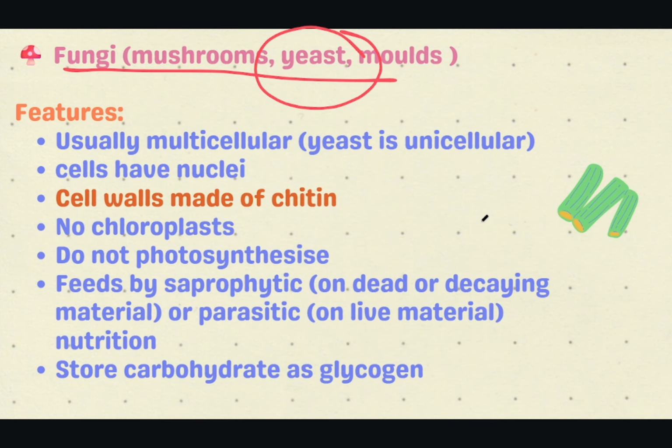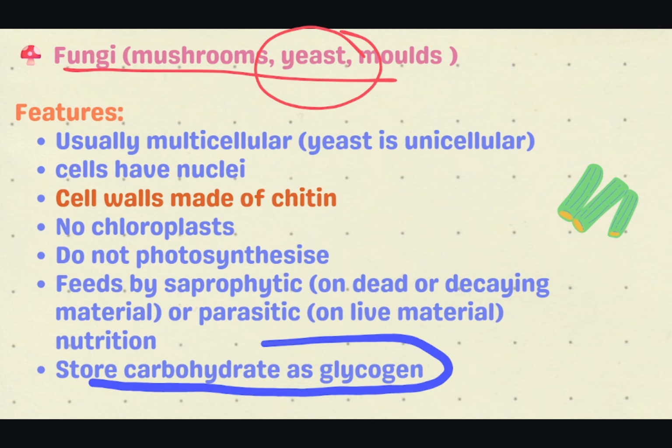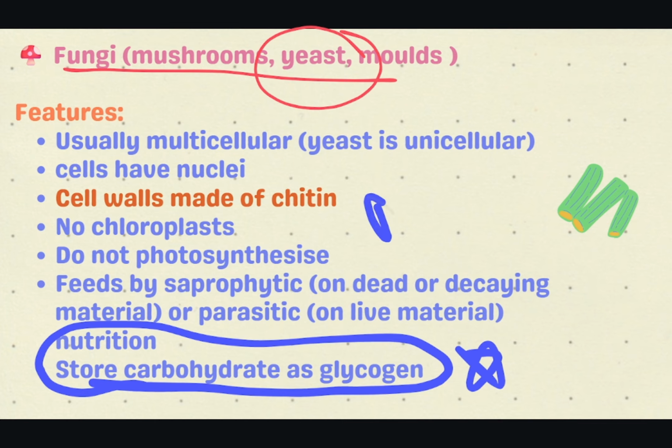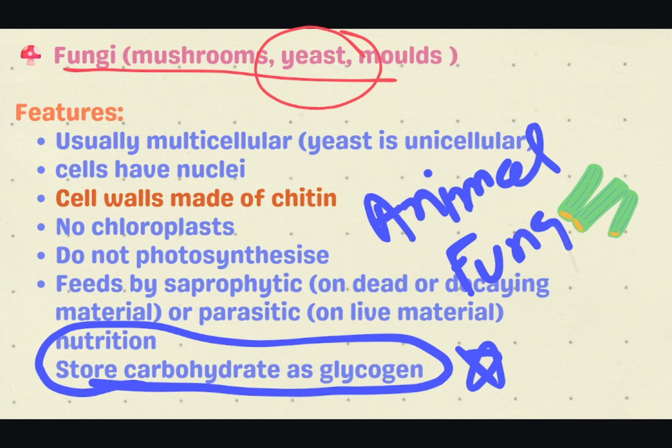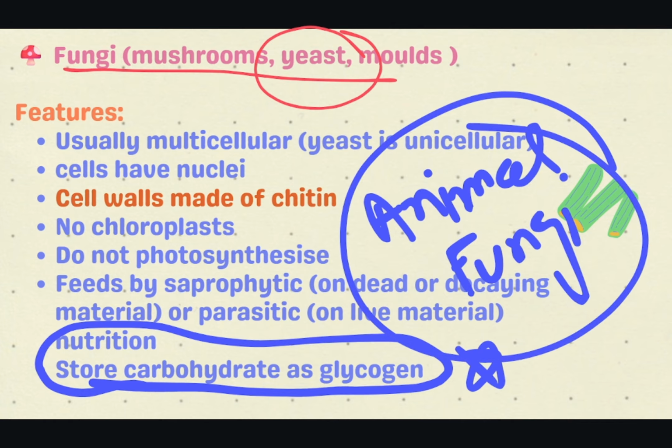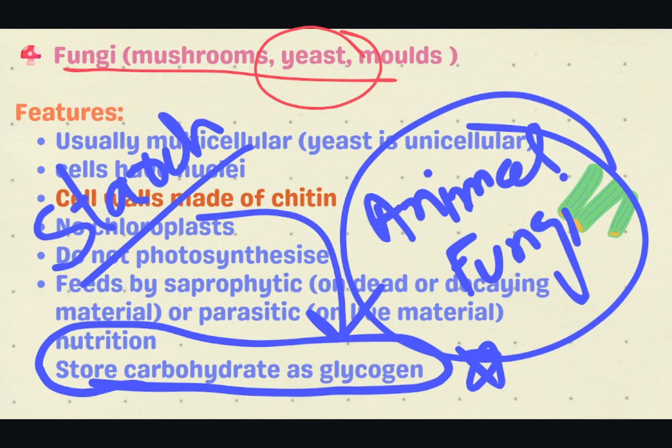And one important thing over here is that they store their carbohydrates as glycogen, just like animals. So this point right here is similar. This is a feature that both animals and fungi share, that they both store their carbohydrates as glycogen. What is glycogen? Glycogen is basically a form of carbohydrate. Starch is converted into glycogen, it is the storage form of carbohydrate. That's it.